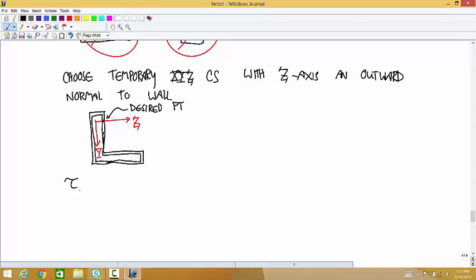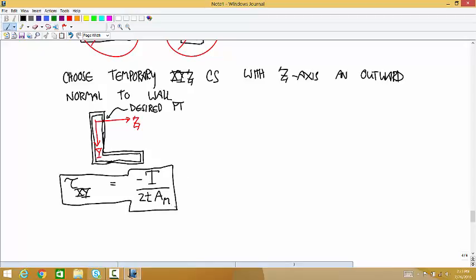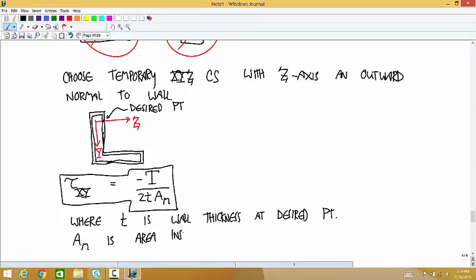Then the shear stress, and again it's a capital X, capital Y shear stress, is equal to the negative torque divided by 2 times lowercase t times A sub m, where lowercase t is the wall thickness at the desired point, and A sub m is the area inside the wall median. I'll draw a picture of what that means.